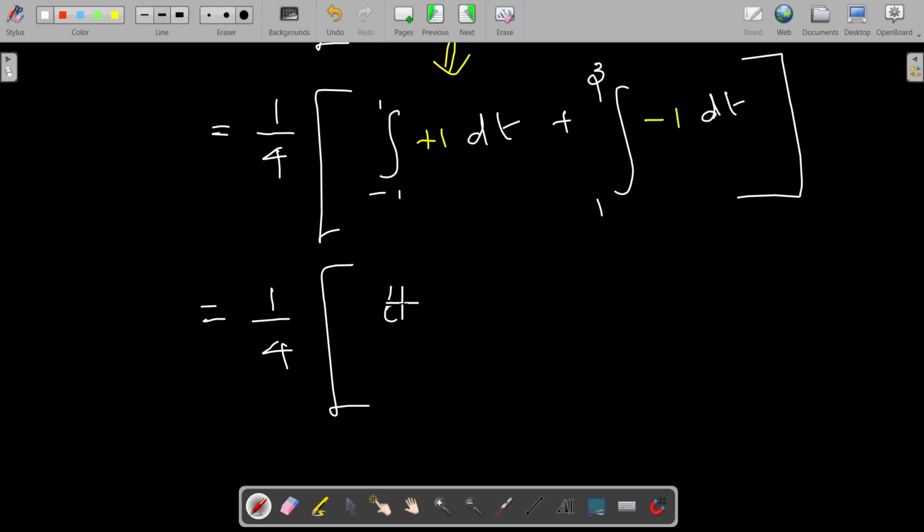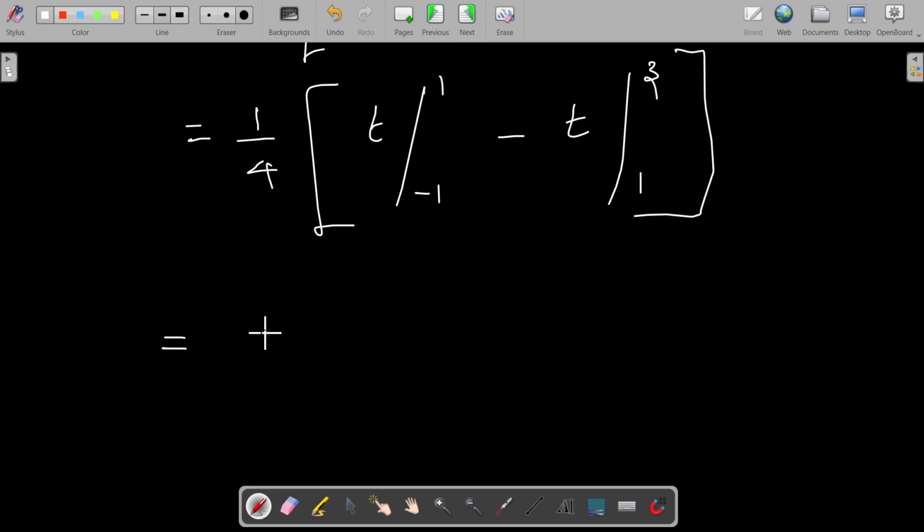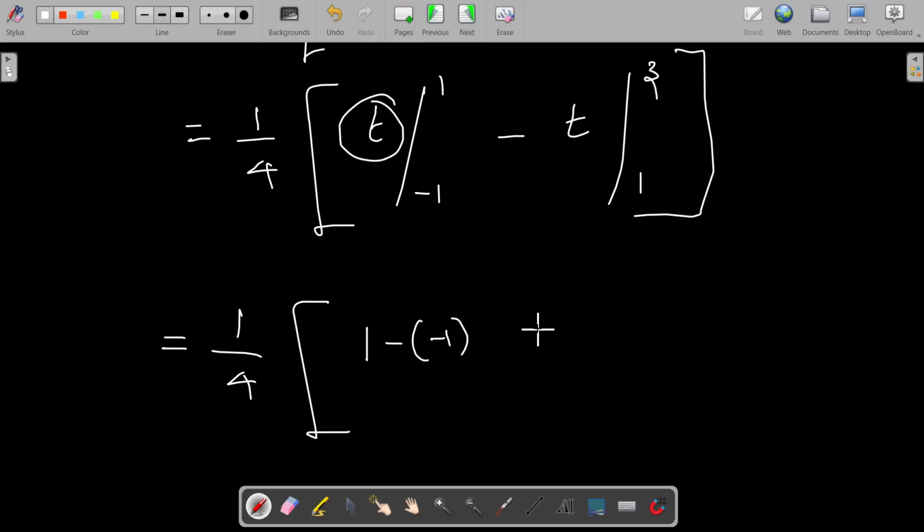So for dt, the integrated value is t. The time limit is -1 to 1. The upper limit is +1 and the lower limit is -1. Then here you have the minus dt, isn't it? So it is minus t, that's it, with the limits 1 to 3. This is equal to 1 by 4. Now we apply the limit. So here for this particular t, what is coming, it is 1 minus of this lower limit. Then for the second term, for this t, if you substitute it, it is 3 minus this 1.